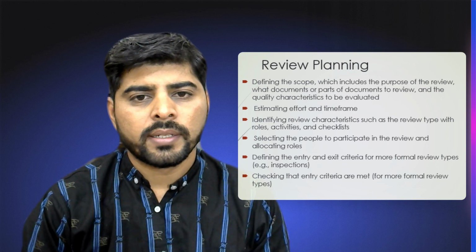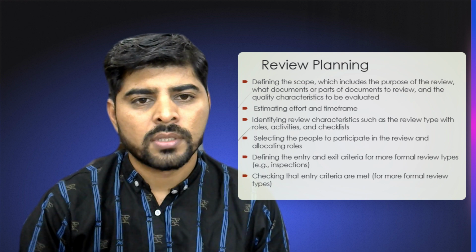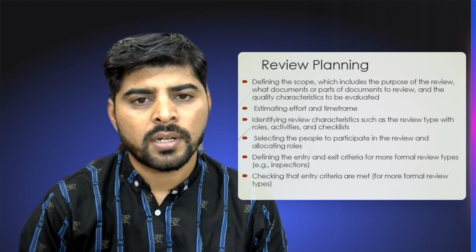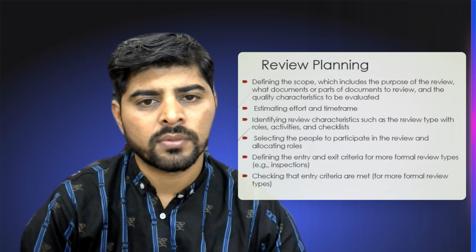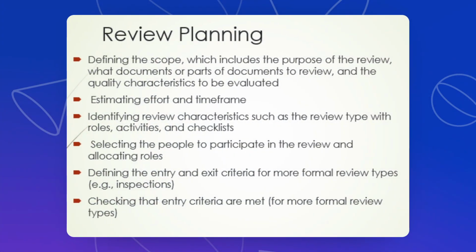In review planning, we define the scope, which includes the purpose of the review, which documents are to be reviewed, and the quality characteristics to be evaluated. We estimate effort and time frame: how much effort will be required, and the time frame is very important in review planning. If there is a formal review, we need to document all this. We identify review characteristics such as review type, roles, activities and checklist.